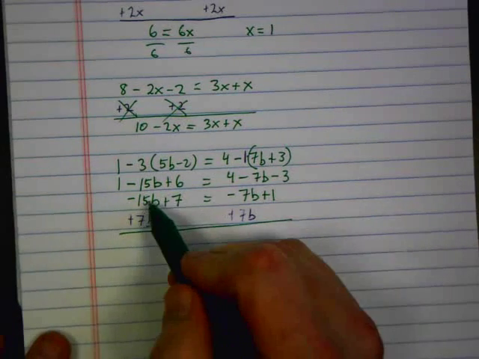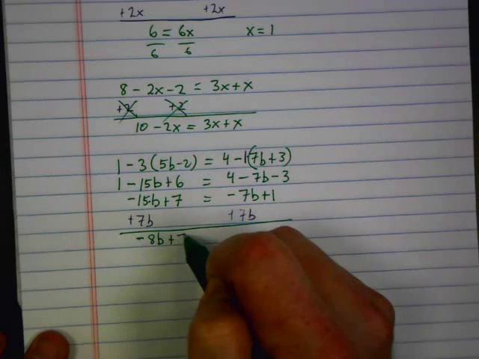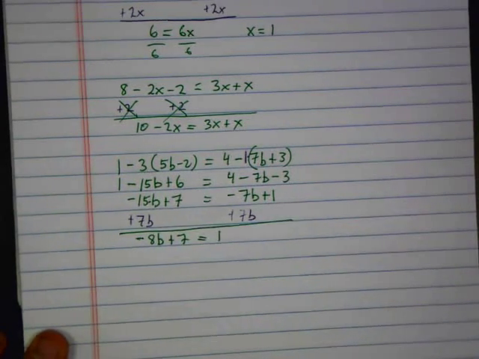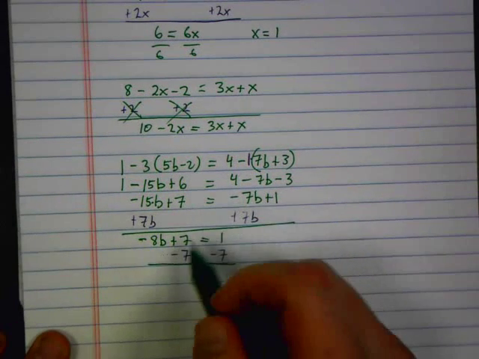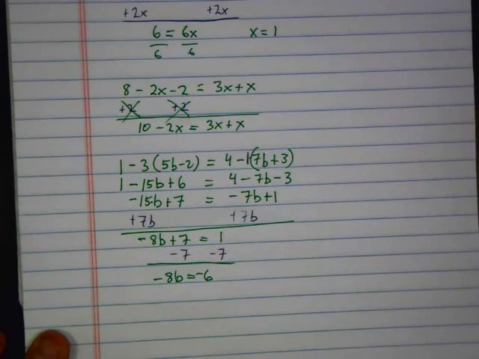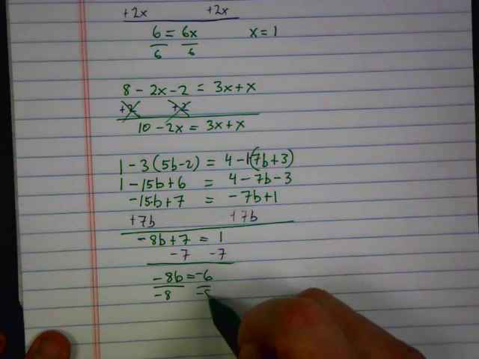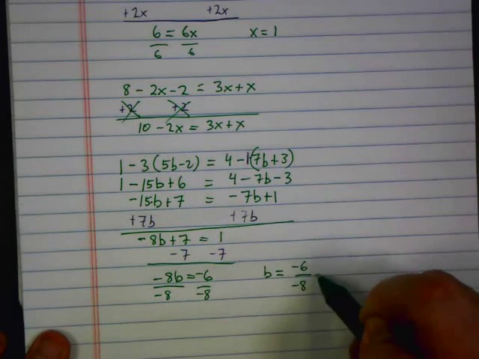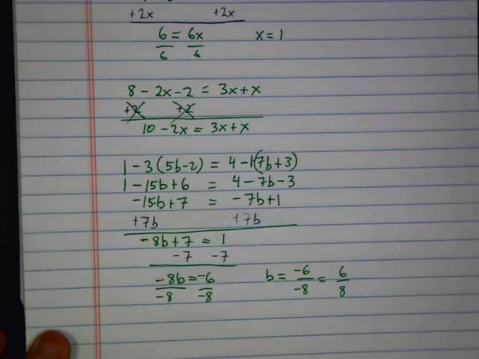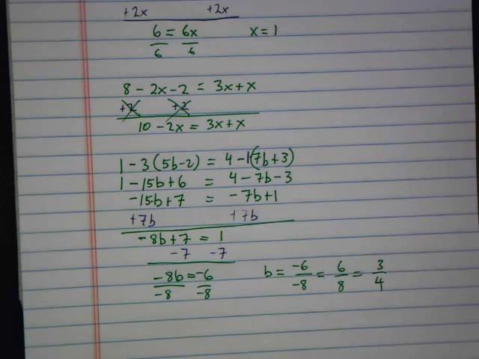Okay. What's negative 15b plus 7b? Negative 8b plus 7 equals 1. Next thing to do, subtract 7. Get all the numbers on the other side. Minus 8b equals minus 6. Divide by negative 8. b is negative 6 over negative 8, which is, of course, 6 over 8. Two negatives make a positive. And I suppose we should reduce top and bottom by 2 and write it as 3/4.